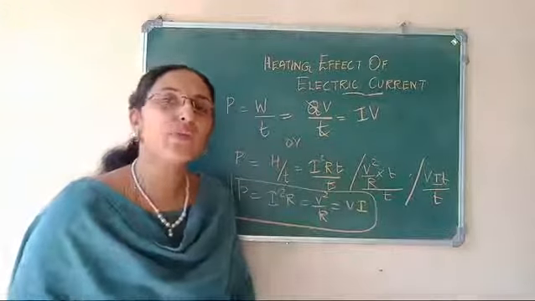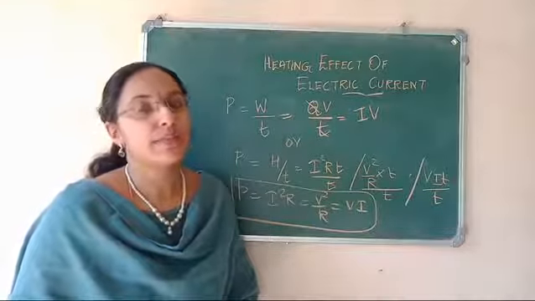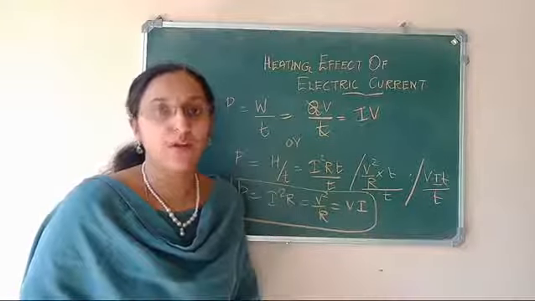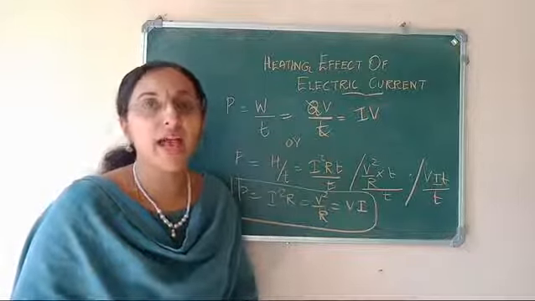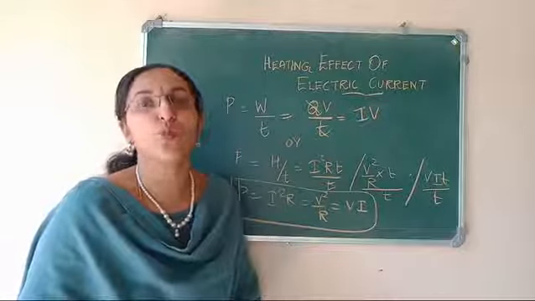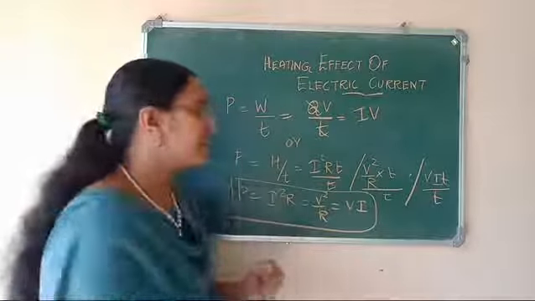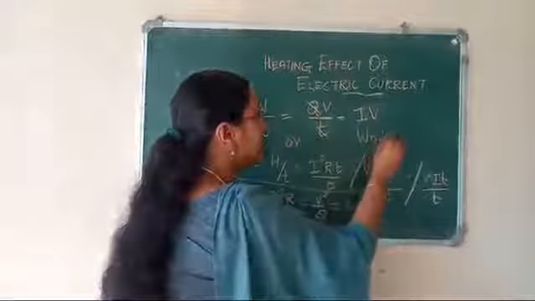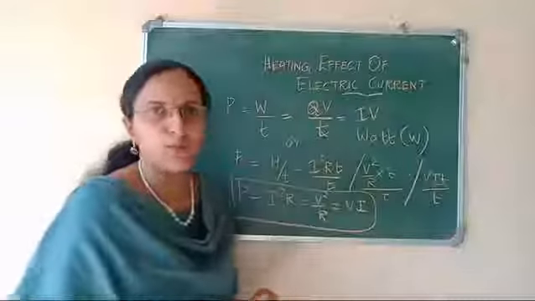And what is the unit of power? It is the watt. And you have to define what is 1 watt. If a conductor carries 1 ampere of current and is operated at 1 volt, then we can say that the power is 1 watt. Watt is the unit of power and is denoted by the capital letter W.